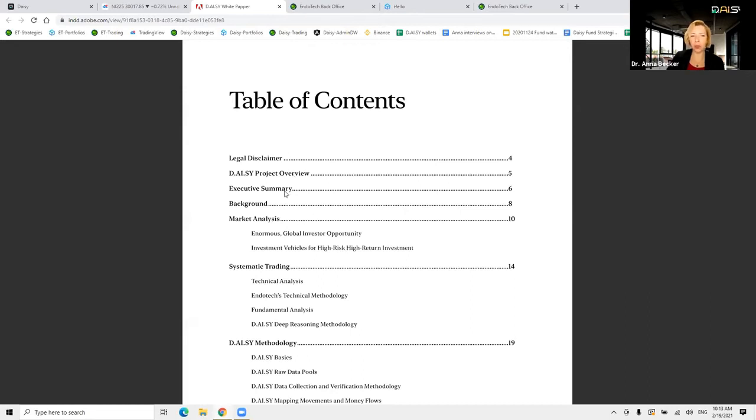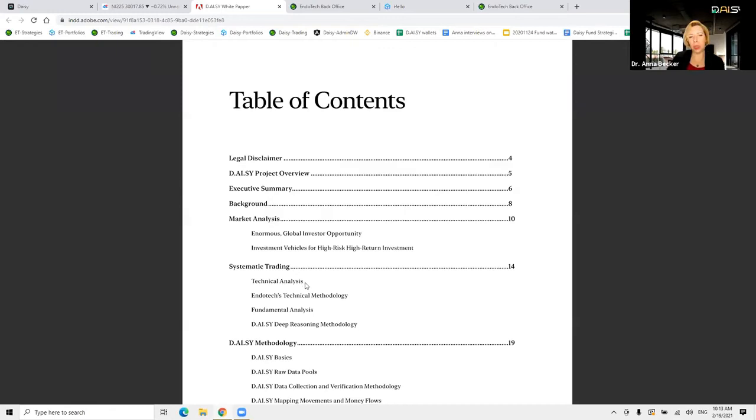You will read the executive summaries, basically the vision and the mission statement. And then we will dive into the details of how trading is done. Systematic trading has two basic approaches: technical analysis and fundamental analysis. Currently in Endotech, we have very strong technical analysis, which is supported by AI technologies. And this technical analysis is what you see in current results.